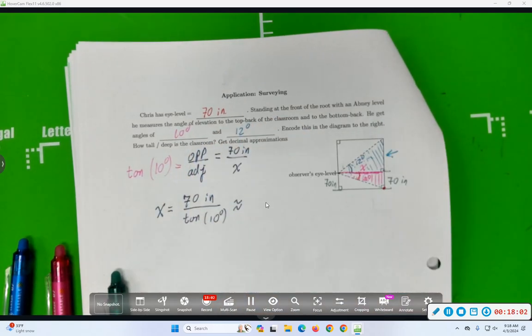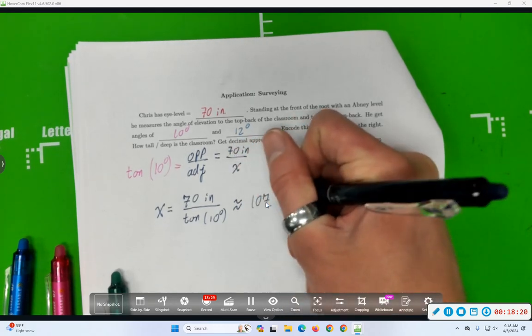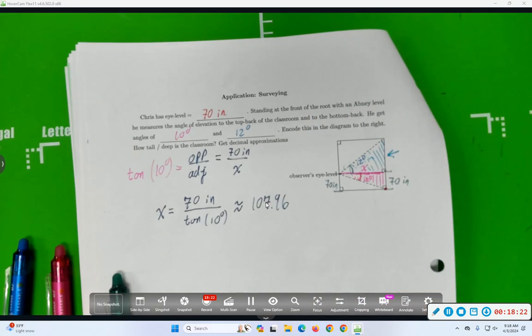Just because I already see people taking out calculators, what is that about? It's like 0.0025. I find that unbelievable. Oh, just tangent of 10 degrees is that. I got 107.96. I also find that unbelievable, because that's supposed to be the length to the back of the classroom, right? I got 396.98.